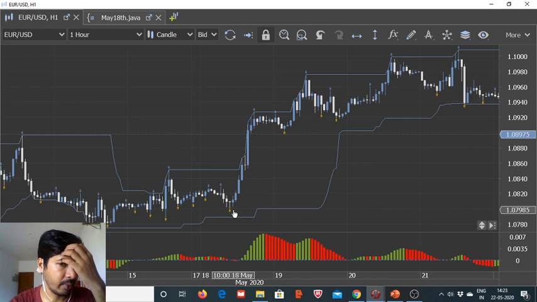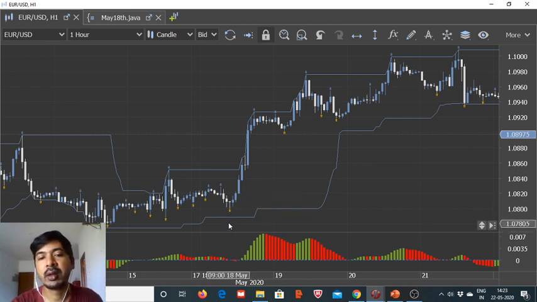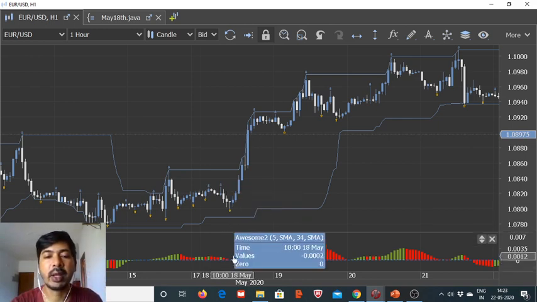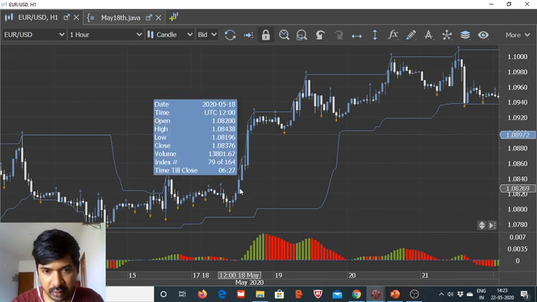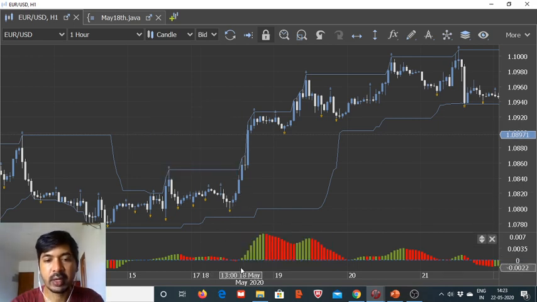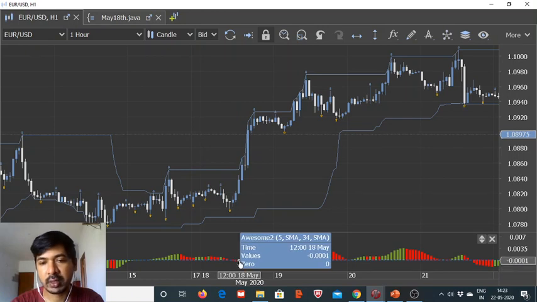But that is the bare bone structure. Then again we need these awesome oscillator values to be rising, and unfortunately it doesn't really seem that the awesome oscillator values are rising. So the time here is 12 GMT.